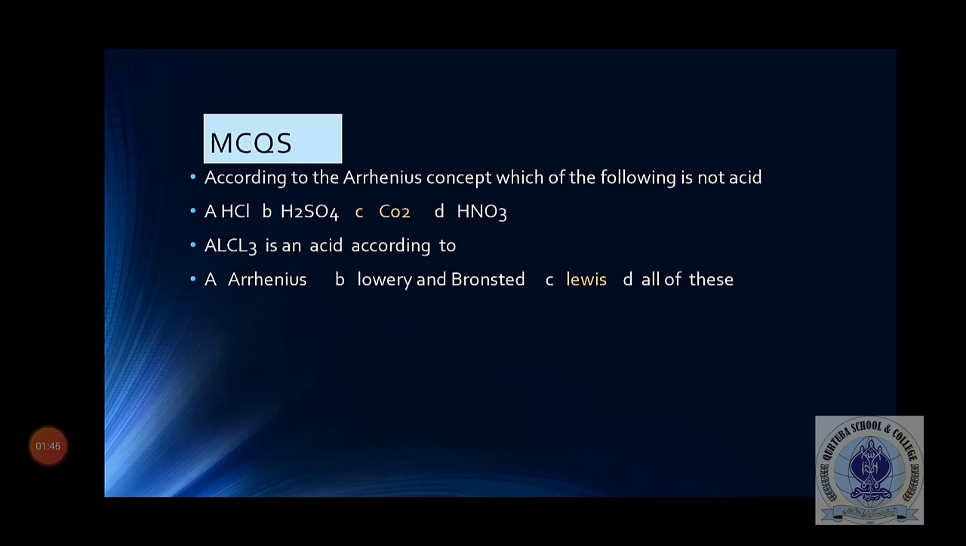According to the Lewis concept, an electron pair acceptor is an acid while an electron pair donor is a base. Here Al is crowded by three highly electronegative atoms of chlorine, Cl3. So they will put a partial positive charge on Al, so it can accept a pair of electrons. That's why it's an acid according to the Lewis concept.